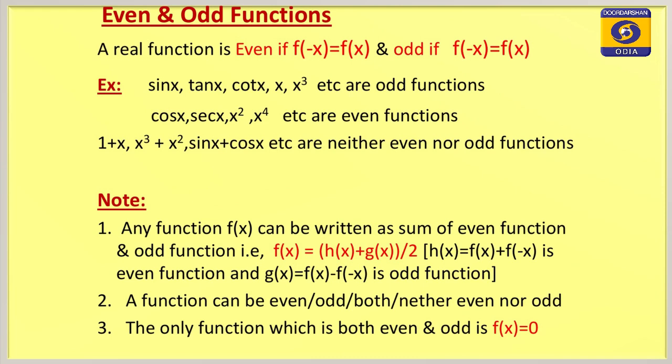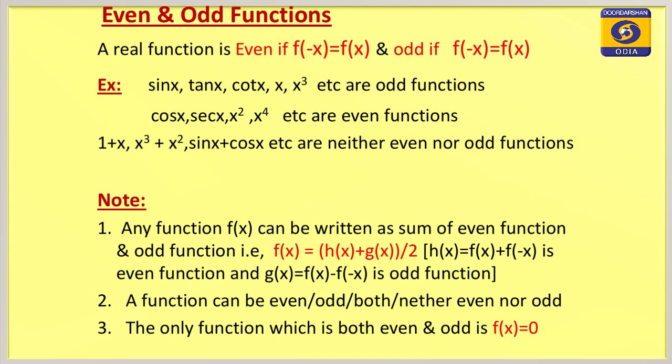How will sin x be an odd function? Because if you put sin of minus x, it will be minus sin x. If you put tan of minus x, it will be minus tan x, and if you put cot of minus x, it will be minus cot x. And for x cube, minus of x cube is equal to minus x cube. Similarly, cos x, sec x, x square, x to the 4 are even functions.